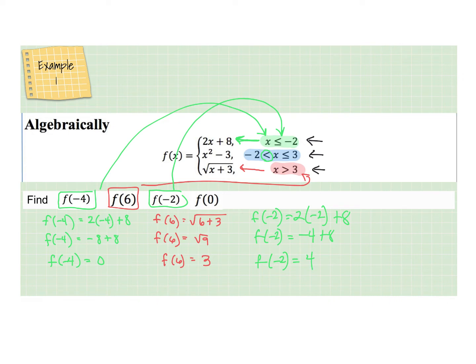Last but not least, I have f of 0. If you notice, f of 0 falls in this category, which is between -2 and 3. Therefore, I'll be using this function. So I have f of 0 is equal to 0 squared minus 3. F of 0 is equal to 0 minus 3. F of 0 is equal to -3. And that is my solution.